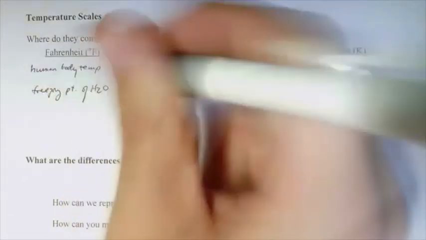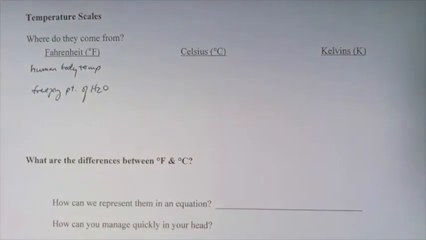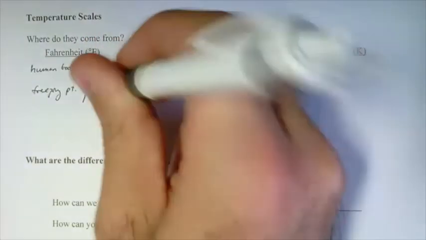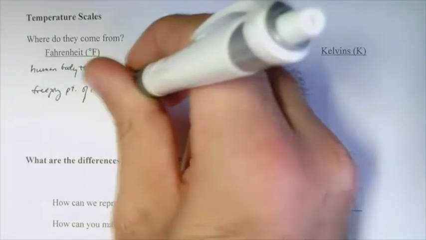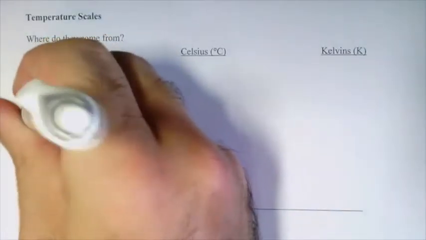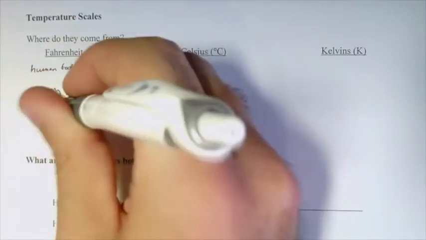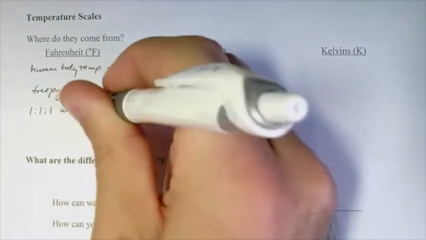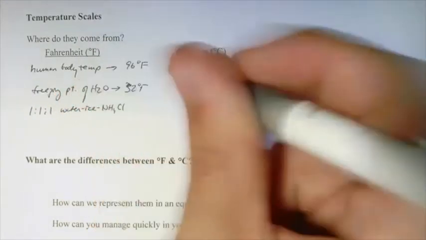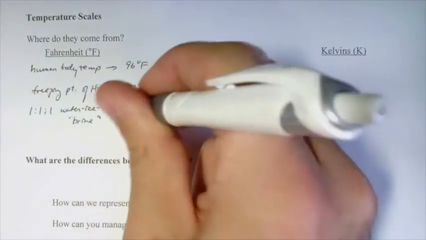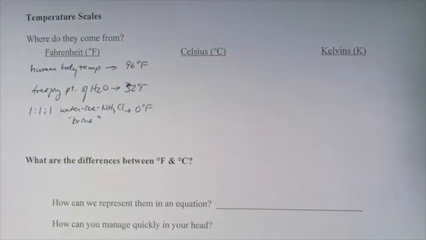At least as this thermometer was initially being made, the way that this was done was that the human body temperature was assigned a temperature of 96 degrees Fahrenheit, freezing point of water 32, because that was all with reference to a mixture that was 1 to 1 to 1 water, ice, and NH4Cl, which was referred to by the scientists as brine. This was declared to be 0 Fahrenheit.